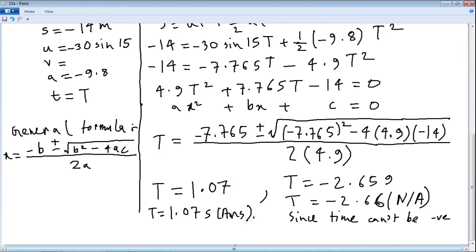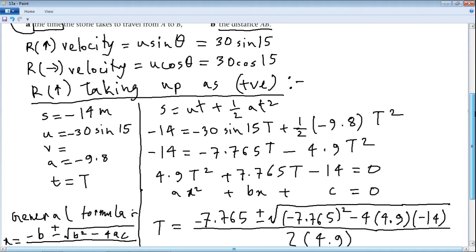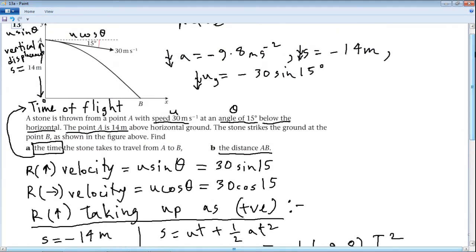So fellas, I hope that you have understood the question as well as the solution. So fellas, if you don't understand any part of this solution, please let me know in the comment section.